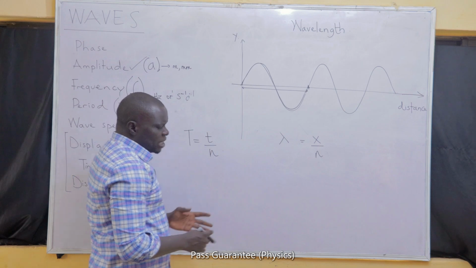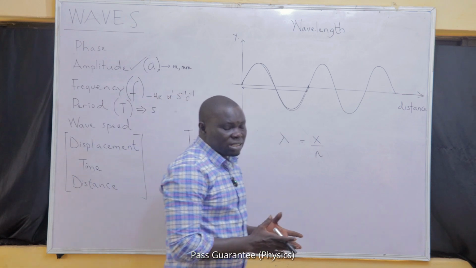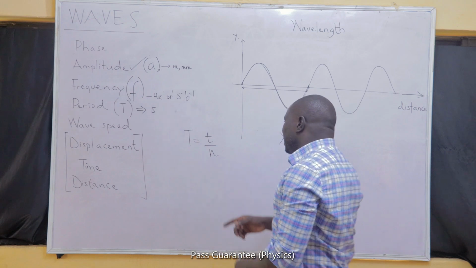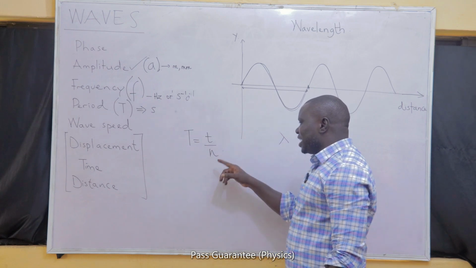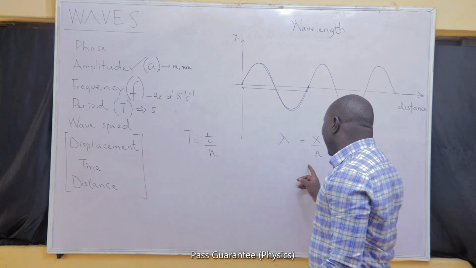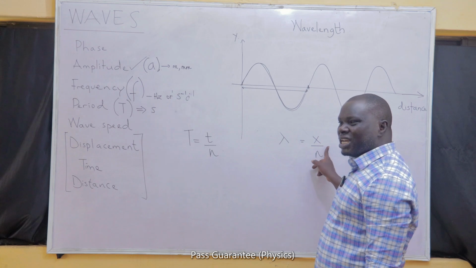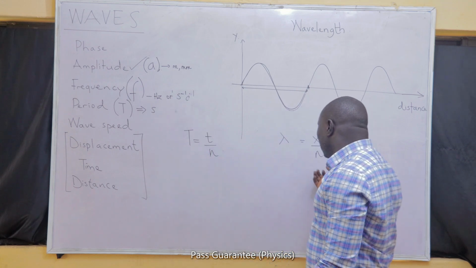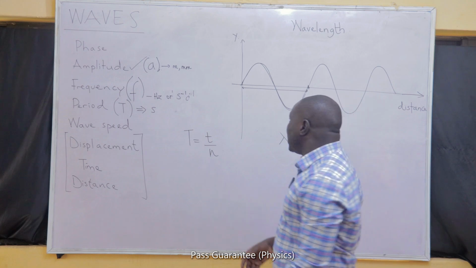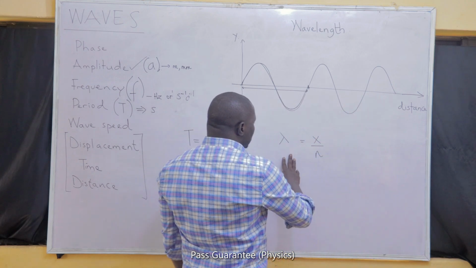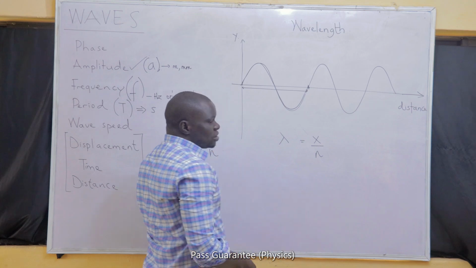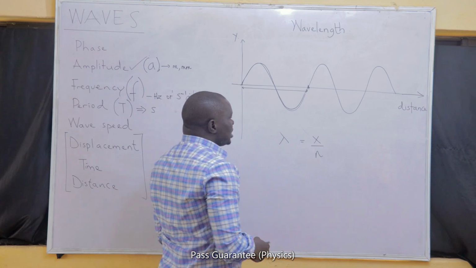Their definitions are quite similar. While one is the time taken to cover a cycle, the other is the distance traveled in one cycle. So the time of one cycle is a period, the distance of one cycle is a wavelength. And if you have to get the wavelength, you must just divide the distance that you have been given by the number of cycles that the wave has covered in that distance.